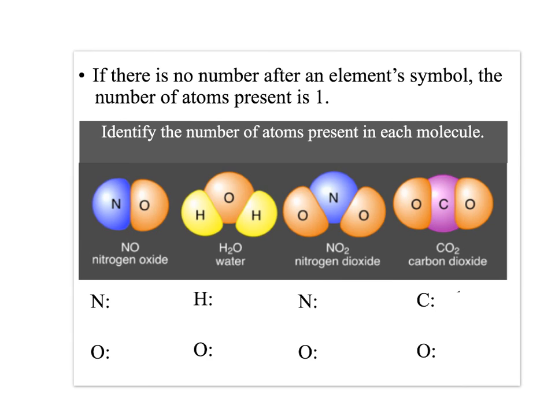I want you to identify the number of atoms present in each molecule. Let's start with the first one, NO, which is nitrogen oxide. Looking at the picture, what do you see? How many N's do you see present? If you answered 1, you are correct. How many O's do you see present? If you answered 1, you are correct. Looking at water, H2O. Count how many H's you see. 1, 2. There are 2 H's present, and there is only 1 oxygen. For nitrogen dioxide, NO2, there is 1 nitrogen, and there are 2 oxygens. And then for carbon dioxide, there is 1 carbon and 2 oxygens.